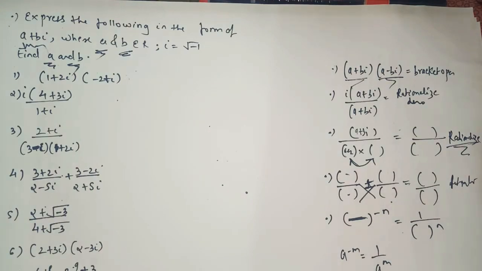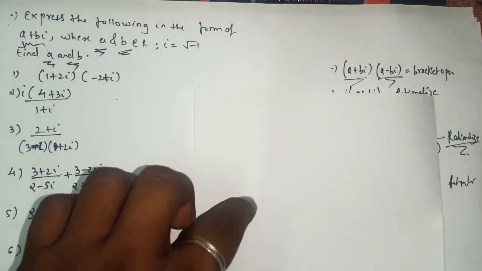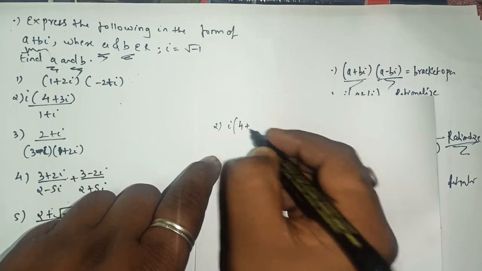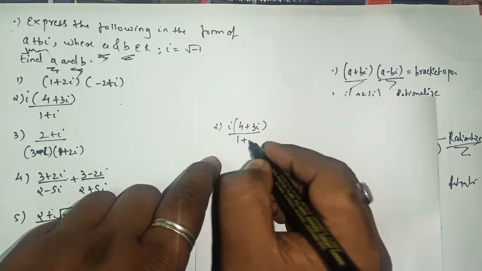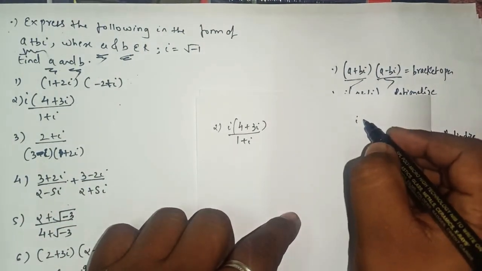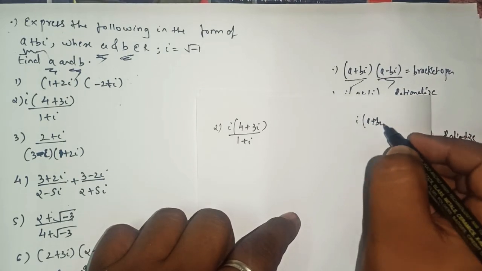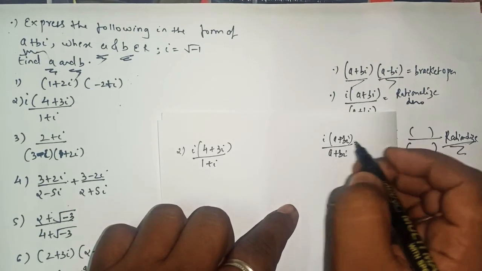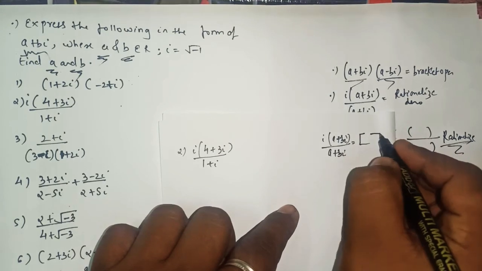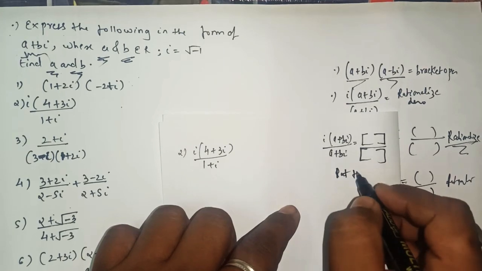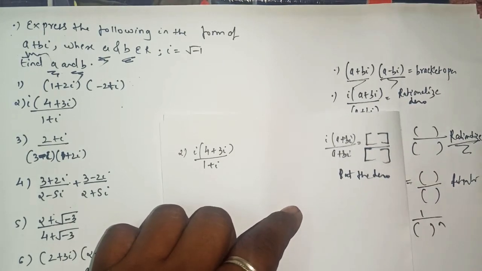i, 4 plus 3i upon 1 plus i. So here, whenever you come across a format like this, the a plus bi format, here also you have the a plus bi format. Okay, so first you will bracket open with this part, so here you will get one section, so this will be the same as it is. After that you will rationalize the denominator.